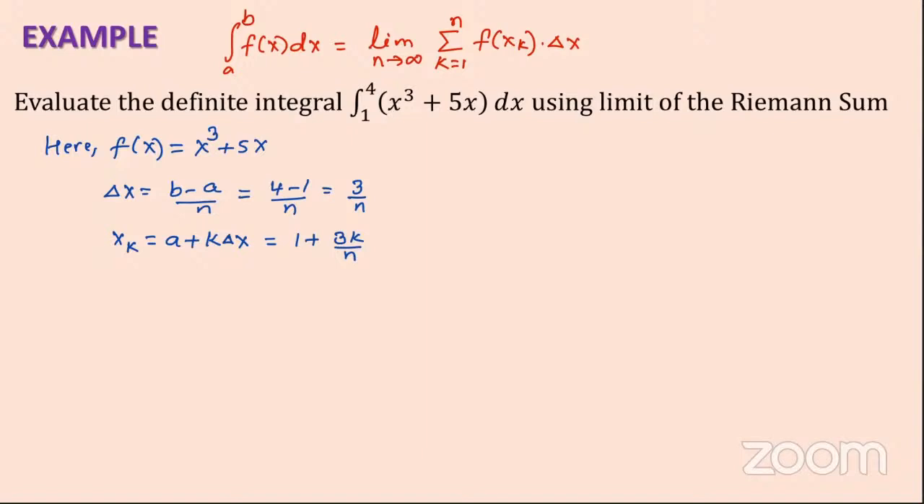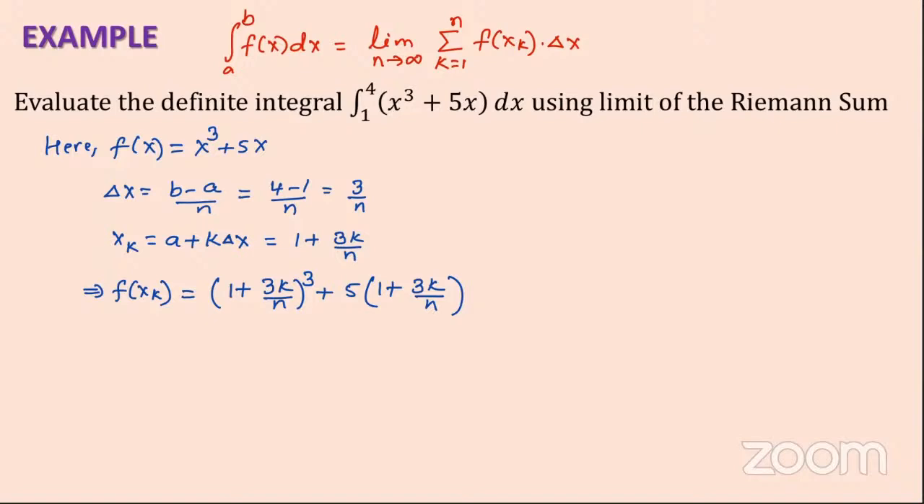So finally, we find f of xk. Let's do that. F of xk, that is, we have to plug into the function. We have x cubed, so 1 plus 3k over n cubed plus 5 times 1 plus 3k over n. Now, we have to simplify all this and then write as a single expression, single polynomial.